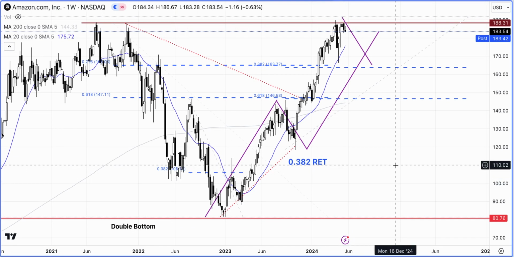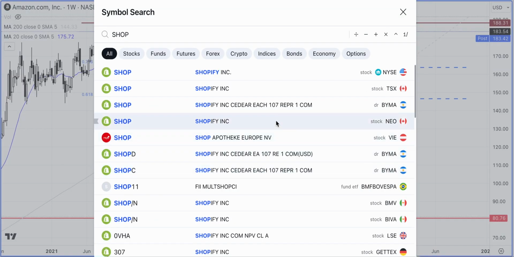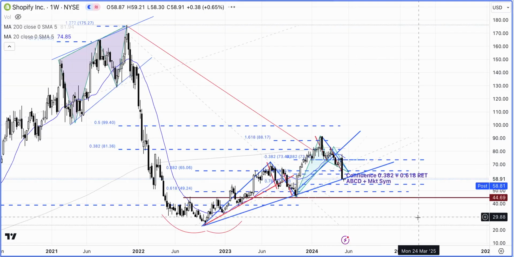Okay, and then let's take a look at Shopify. This is also e-commerce related.